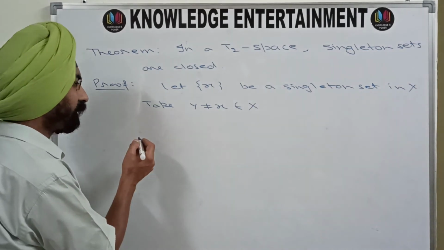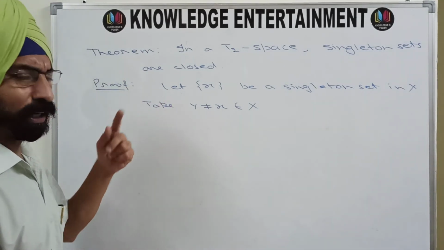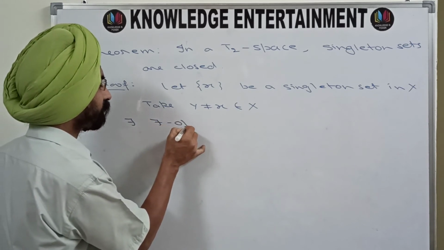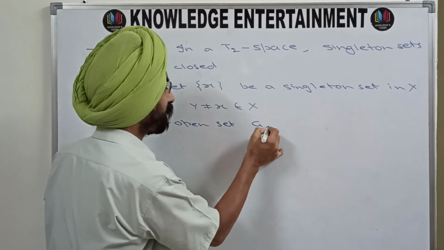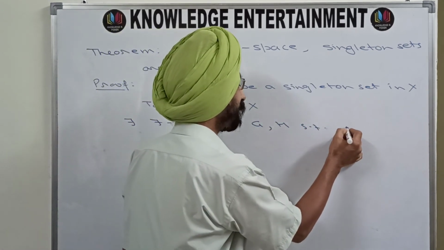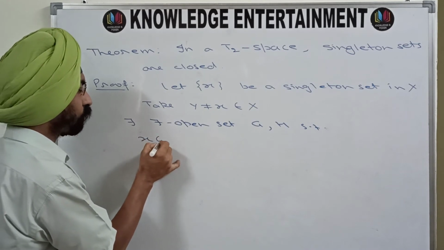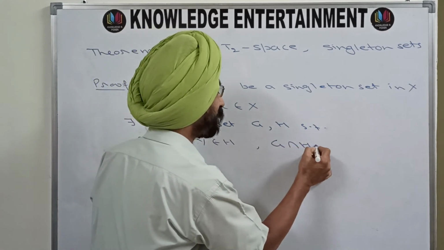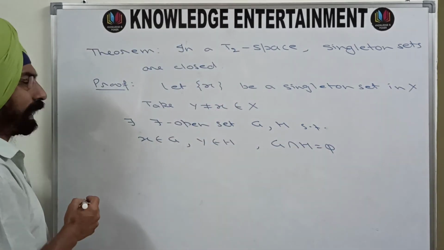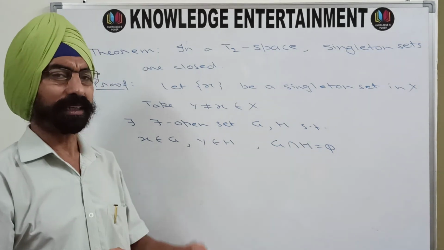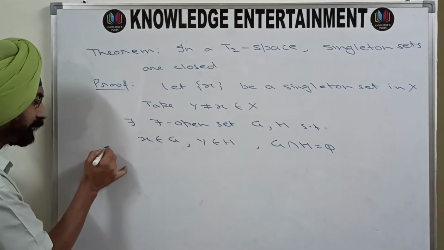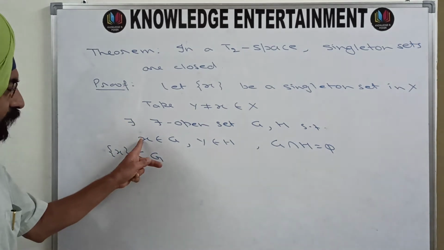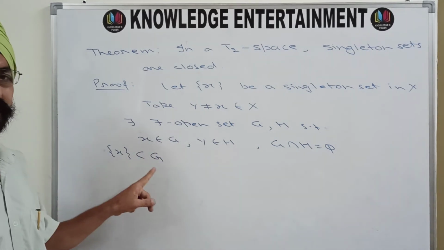So you can say, I'll take one of them only. So let there exist tau open sets G and H such that x belongs to G, y belongs to H, and G intersection H is phi. Now look, G intersection H is phi. x is a member of G, which means the singleton set {x} is a subset of G, because x is an element of G.